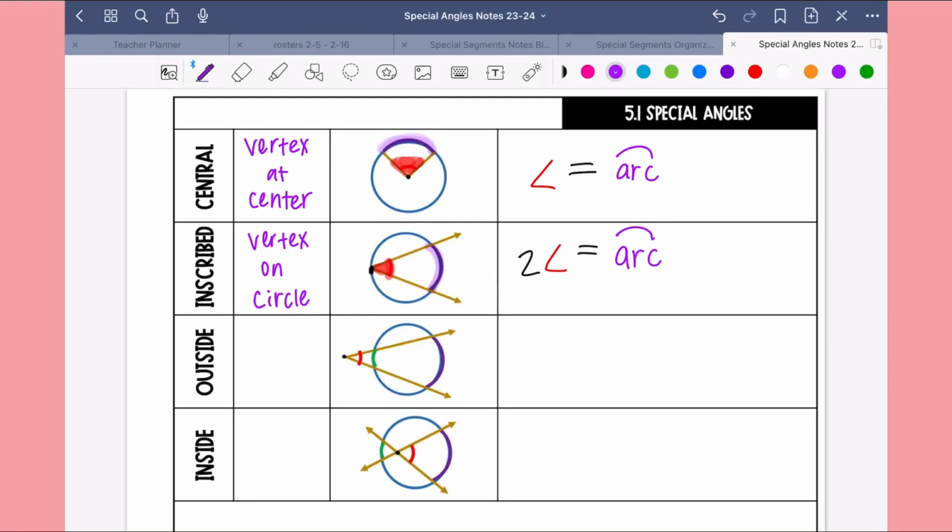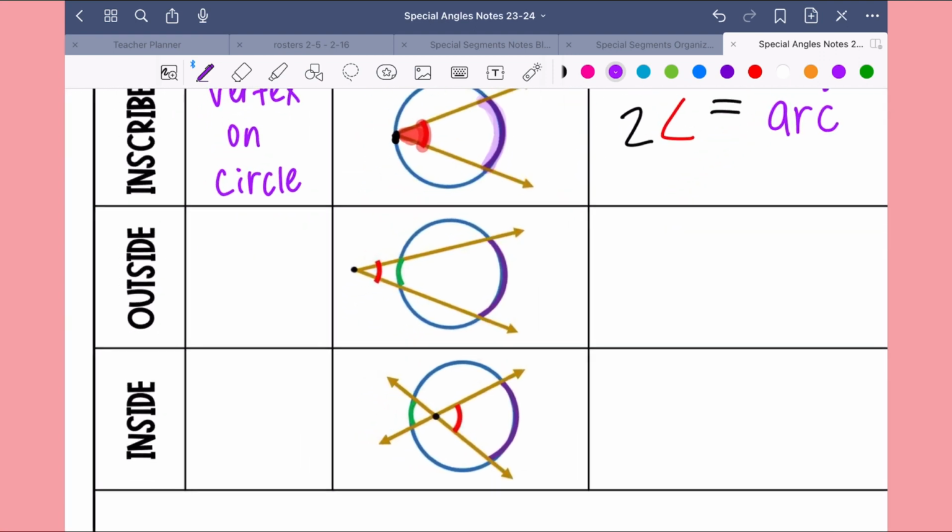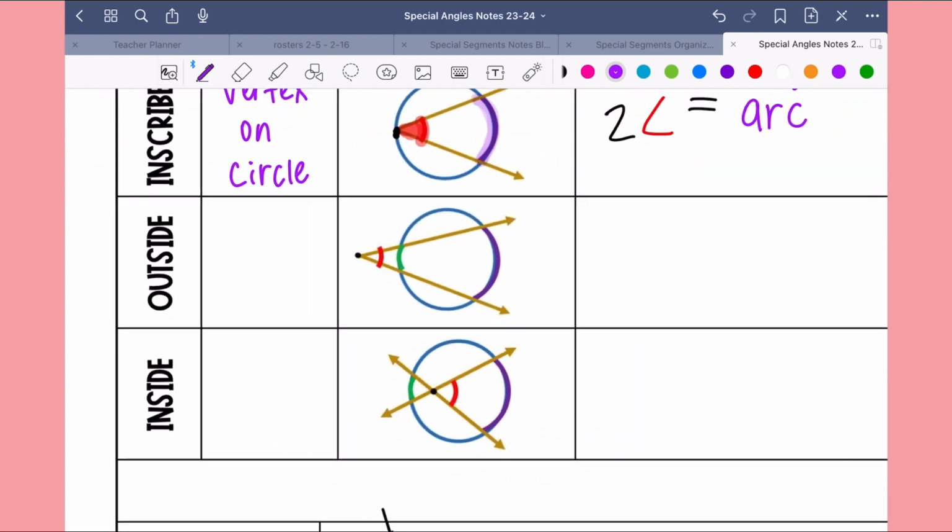All right, we are back to finish the special angles notes. We did central and inscribed the first day, and now we're doing outside and inside angles with our circles. For the first two, my vertex was at the center, and for inscribed, it was on the circle. Now, for the first one, by the way, you need 3 colors if you're highlighting alongside me with your notes.